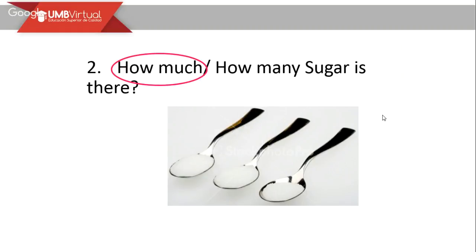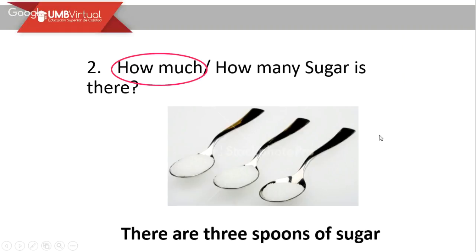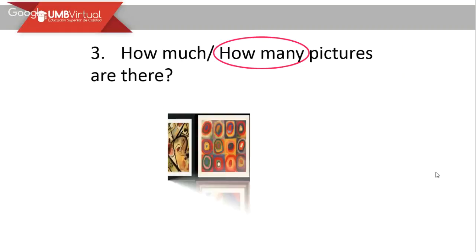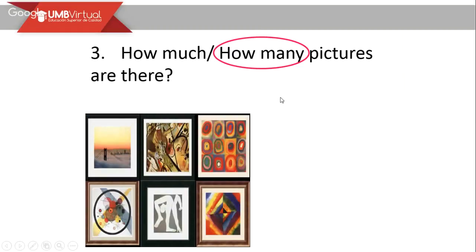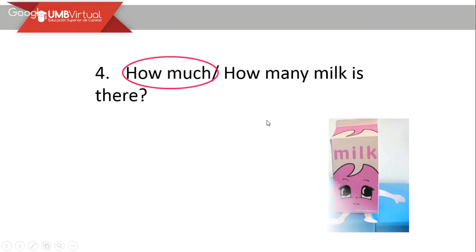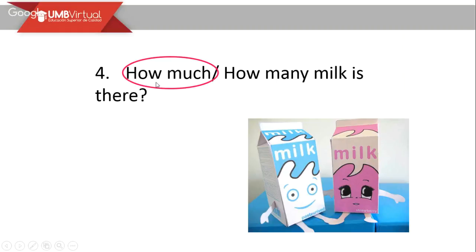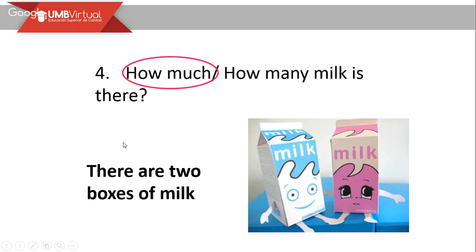Okay, in this case, we use how much to ask for the quantity of sugar because we cannot count the sugar. But we can count the measure of the sugar, in this case that we are using spoons. Okay, in this case we are presenting pictures. So to ask about the number of pictures, we use how many because we can count them. We can know how many of them we find. Milk. In this case, for milk, we use how much because we don't know the quantity. We have to use a measure like boxes to know the quantity of milk.